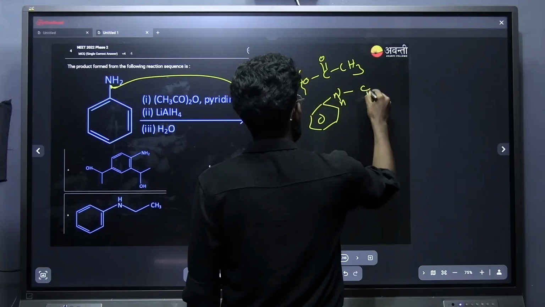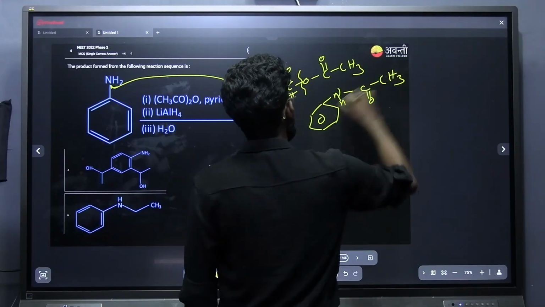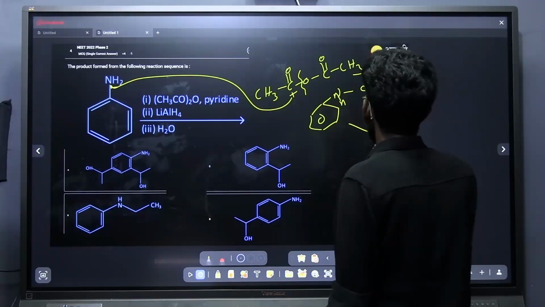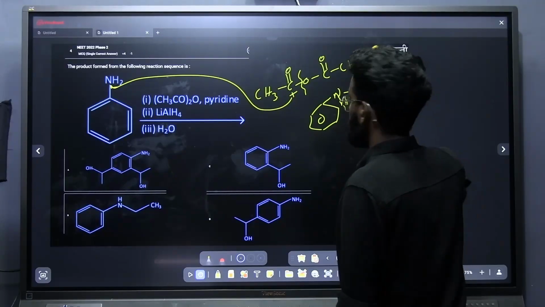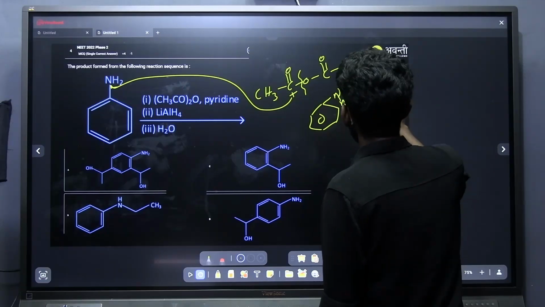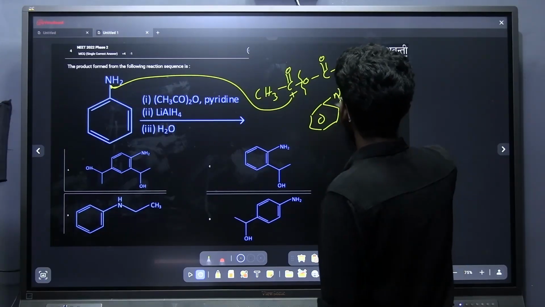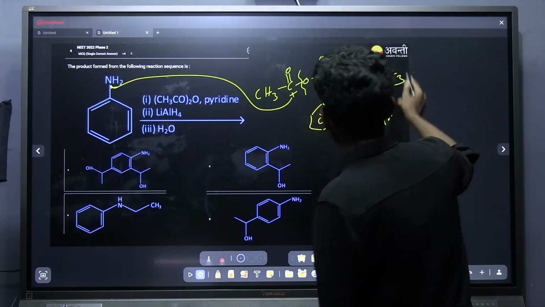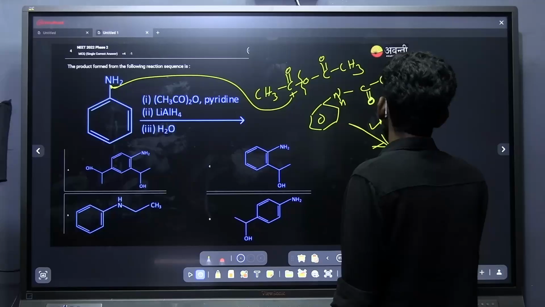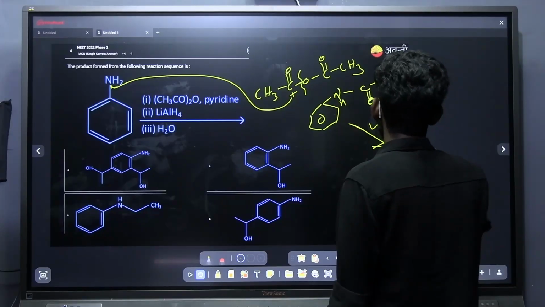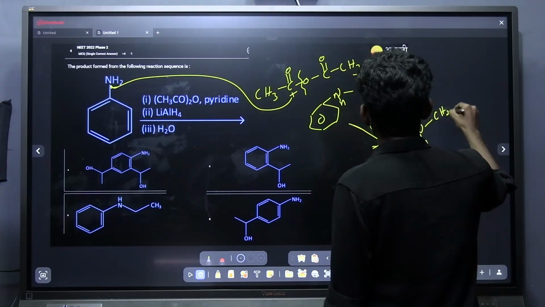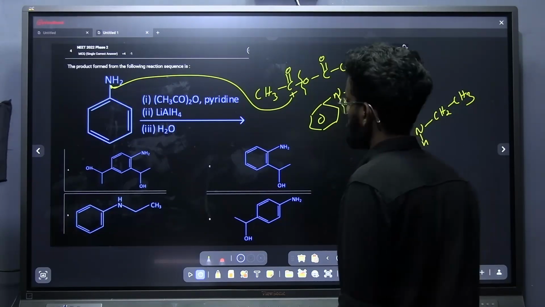NH C double bond O CH3. And this one, on adding water, H2O. Not adding water. This one on treating with lithium aluminum hydride, we all know that this is an amide, right? Lithium aluminum hydride will reduce the amide to amine, NH CH2 CH3. This is the product we are getting.